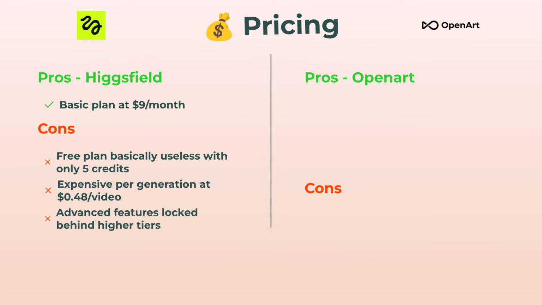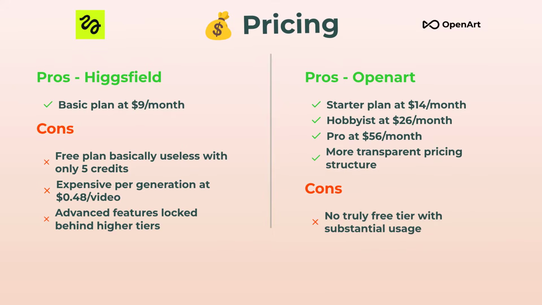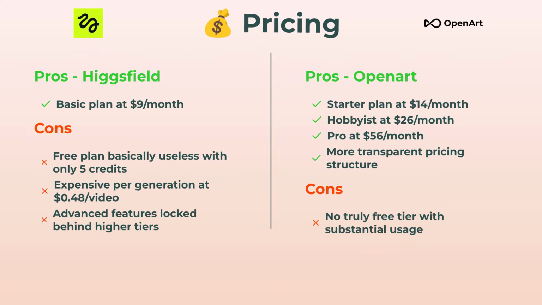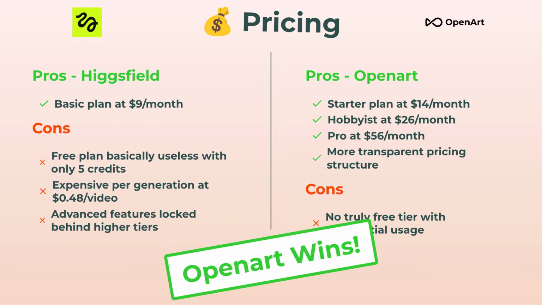Now, OpenArt. Their starter plan starts at $14, then it goes up. Hobbyist and pro plans run $26 and $56 respectively. The big win here, it's just so much clearer what your money gets you, even if there's not a real free tier with like a ton of stuff. Honestly, OpenArt's way more transparent, and for most folks, easier to budget for. So, OpenArt's nailing it in pricing.